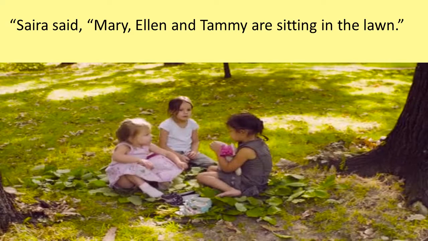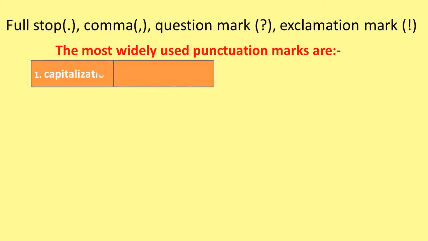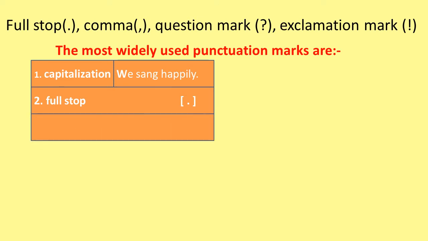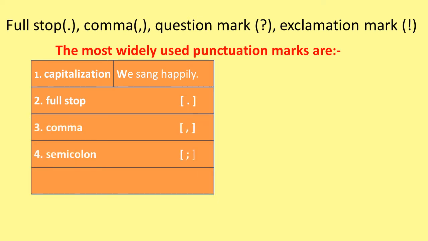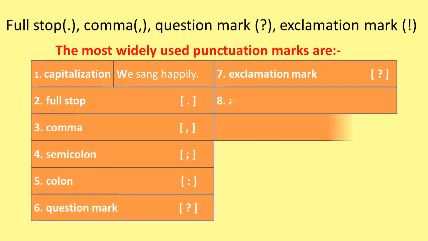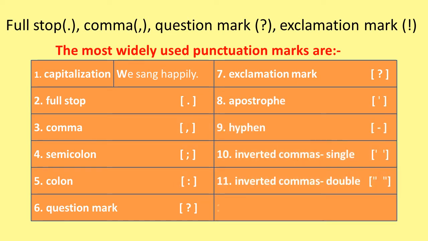The symbols or marks like full stop, comma, question mark, exclamation mark, etc. are called the marks of punctuation. Punctuation brings clarity to our writing. Here are few symbols which we are going to discuss in this module. Please go through it properly.